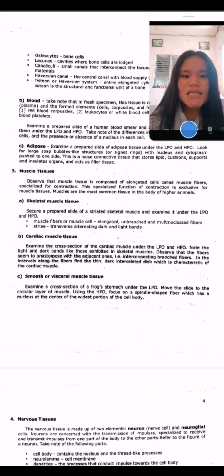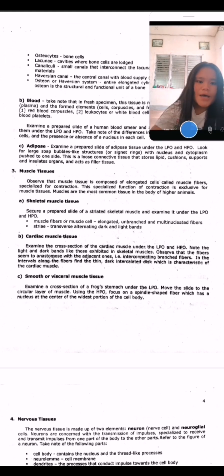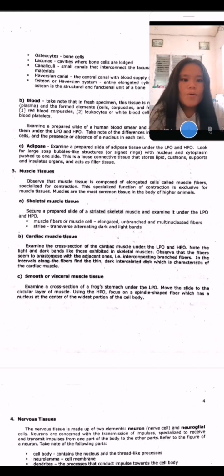So, letter C is visceral muscle tissue. So, examine a cross-section of a frog's stomach under the LPO. Move the slide to the cellular layer of muscle. Under the HPO, focus on a spindle-shaped fiber which has a nucleus at the center of the widest portion of the cell body.